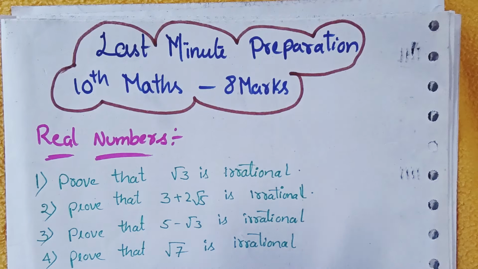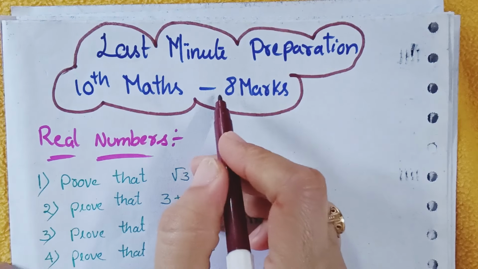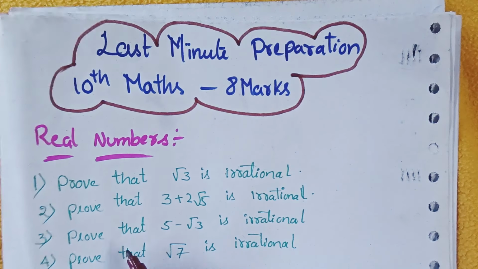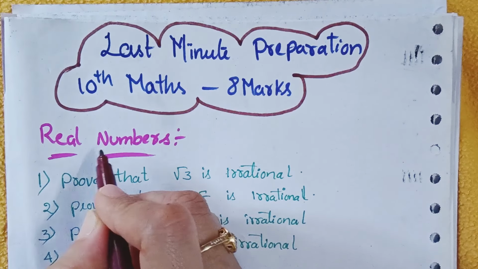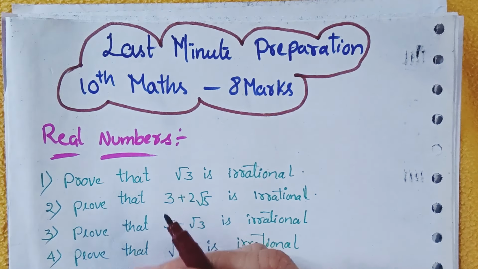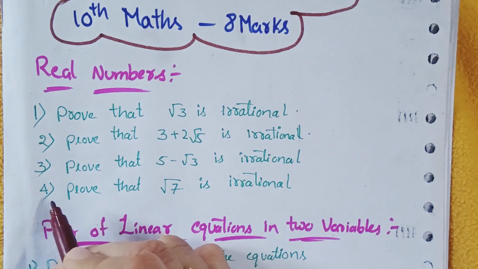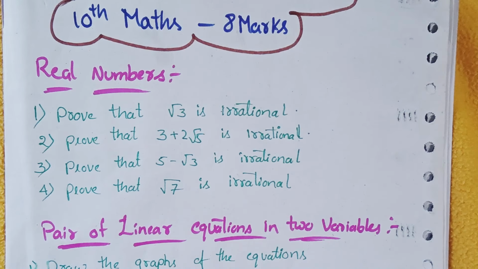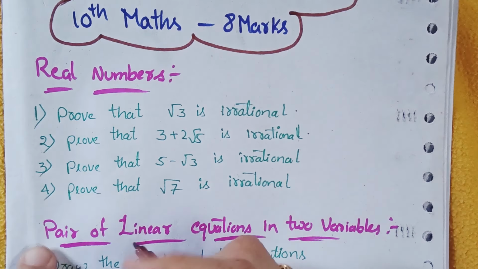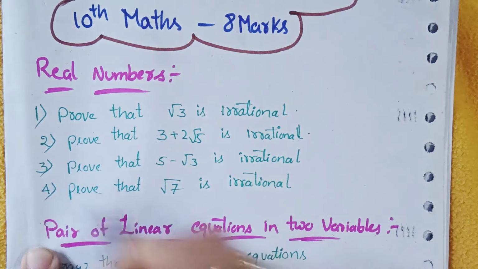So guys, first of all, we'll see 8 marks questions. From each and every chapter, first we'll cover the real numbers. Real numbers are very important questions. Here I'm just giving you only 4 questions which are very most important. Just go through all these questions, means first, second, third and fourth.